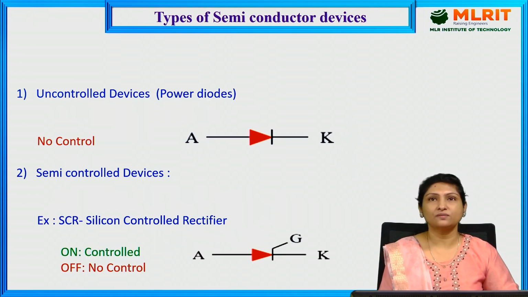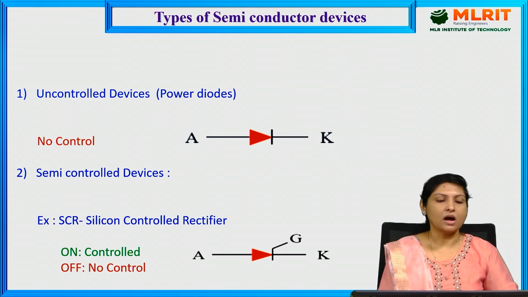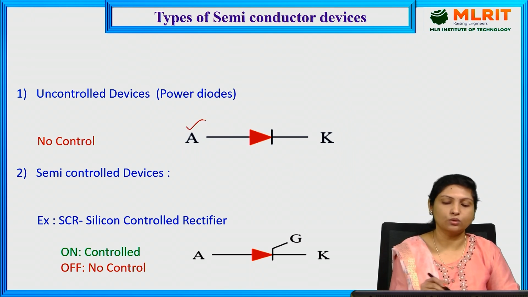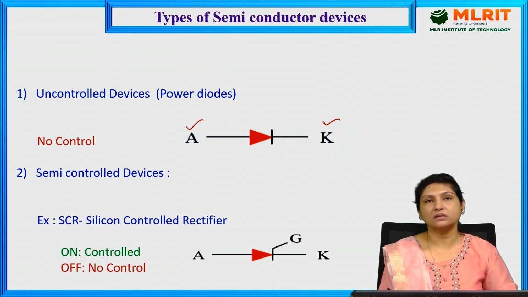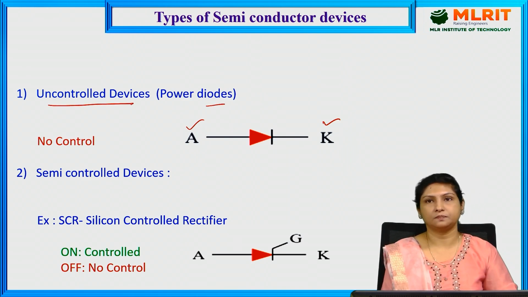What are the types of semiconductor devices? Types of semiconductor devices are uncontrolled devices, semi-controlled devices, as well as fully controlled devices. And here, uncontrolled devices include power diodes. Diodes consist of an anode as well as a cathode, and there is no other terminal in order to control the turn-on time or turn-off time. That is the reason these diodes are termed uncontrolled devices.